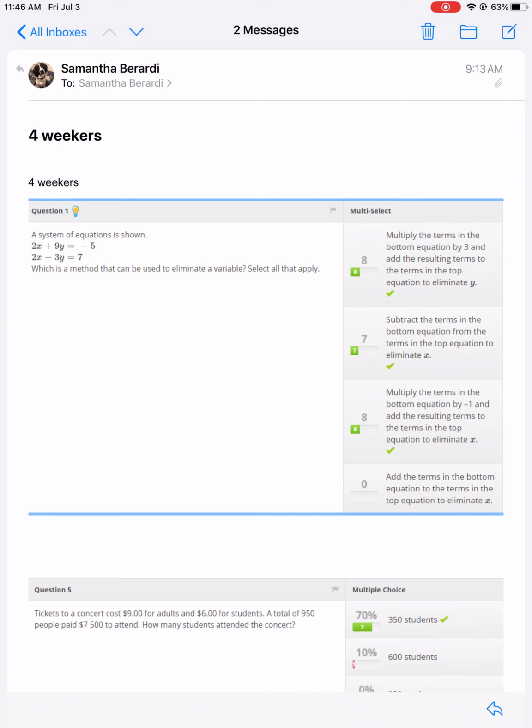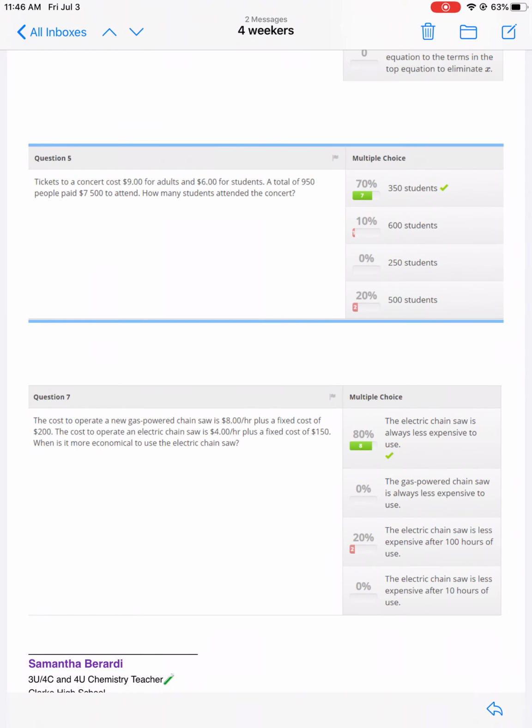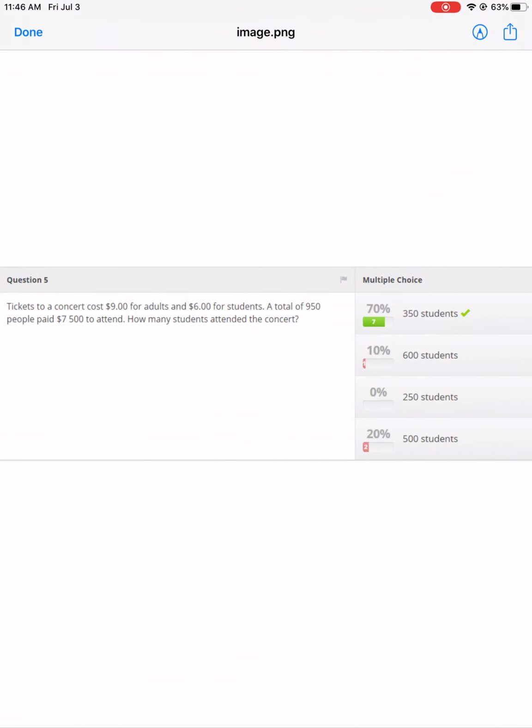There's a couple of others I'm going to go through. They're both word problems, but let's see. Okay, so tickets to a concert cost $9 for adults and $6 for students. A total of 950 people paid $7,500 to attend. How many students attended the concert?